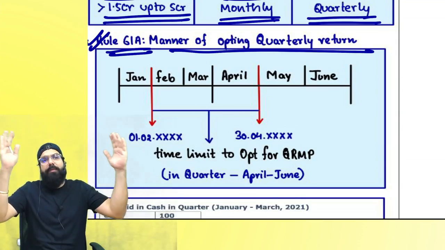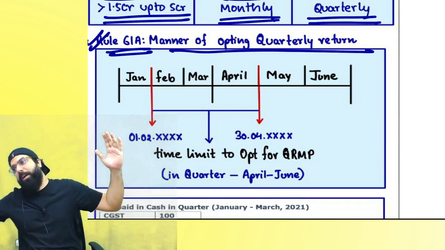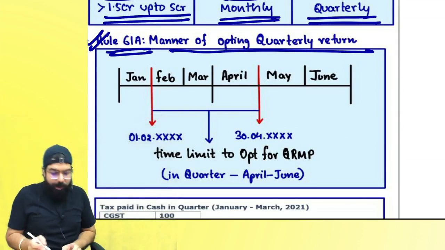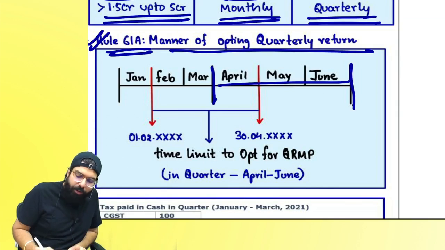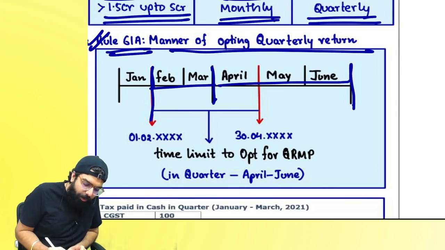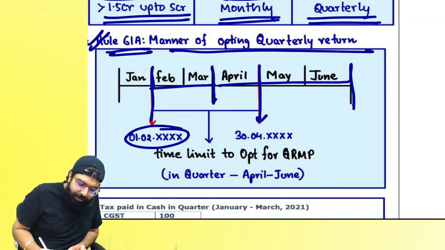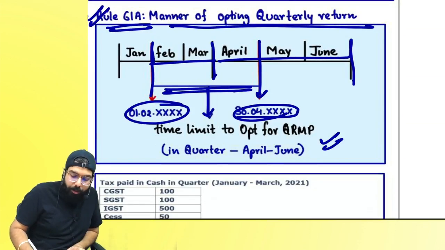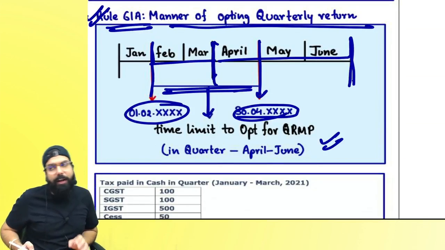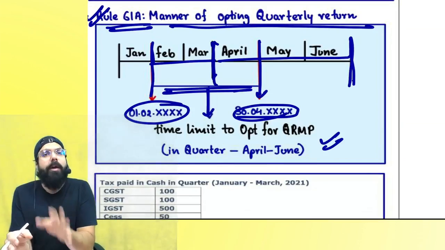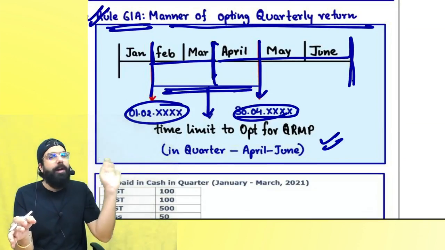If you want QRMP for a quarter, you can opt online 2 months prior or 1 month after the starting of the quarter. So for April, May, June, if you want the QRMP scheme, you can apply 2 months prior, that is from 1st February till the last date of April, that is 30th April. The option is open online. You can opt for the QRMP scheme 2 months prior for every quarter whenever you want to opt. Once opted, it will continue unless you become ineligible.